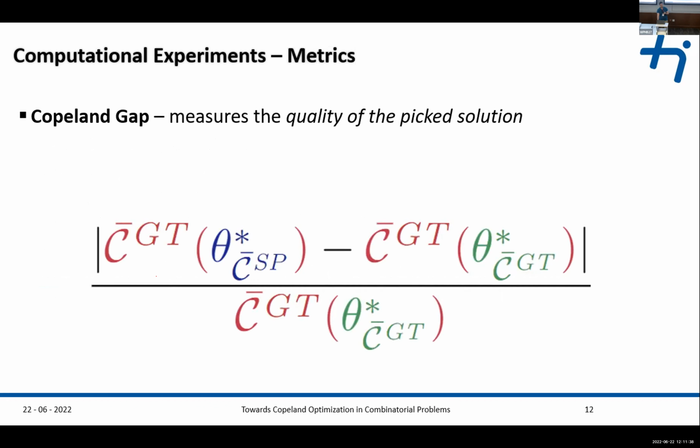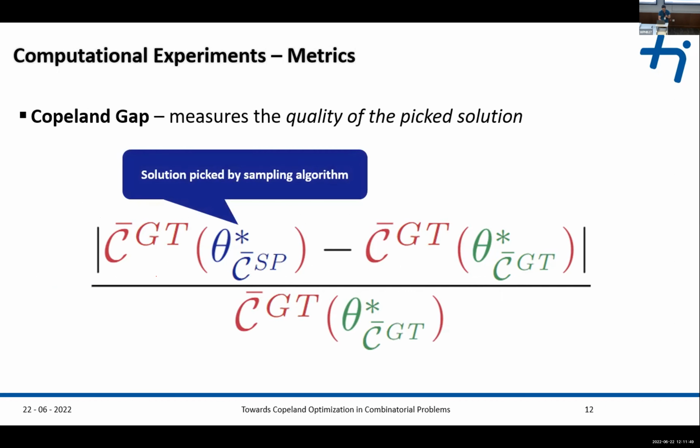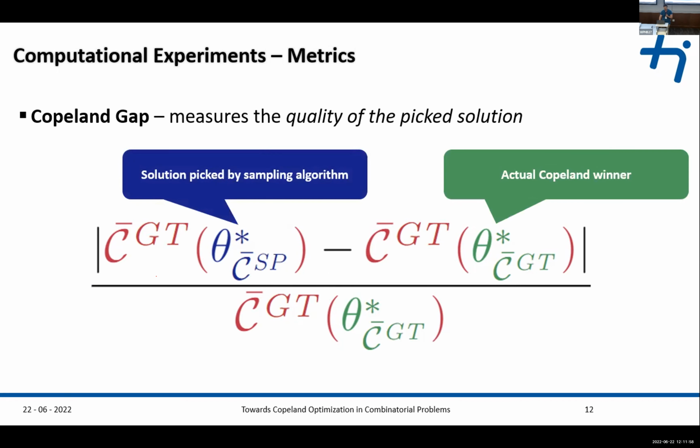In terms of the metrics, we've used two different ones to assess the quality of our local search. The first one is the Copeland gap. The Copeland gap tells us what the solution is that we've picked using our local search. This is the purple one here. We compare it to the actual Copeland winner that we know because we've calculated them all, and we compare the actual ground truth Copeland scores. So this really tells us, if the gap is 0, we picked the Copeland winner. If the gap is larger, we picked another solution that is just worse.